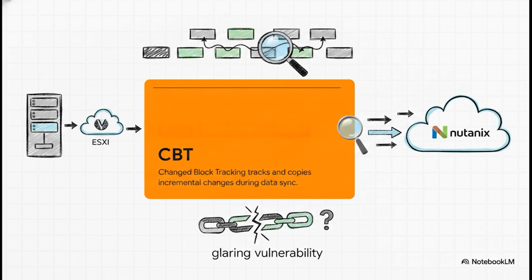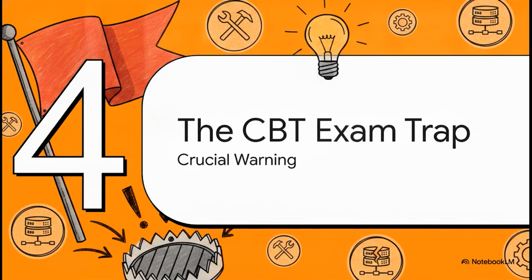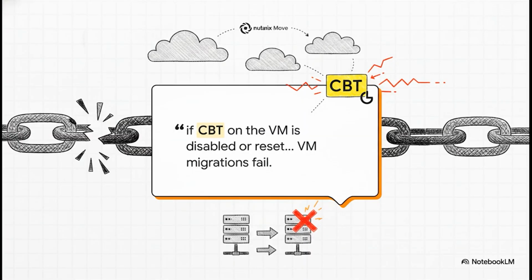And it only copies over those specific little increments. It's incredibly efficient, but as we're about to see, it has a pretty glaring vulnerability. Which brings us to Section 4, the CBT exam trap. Pay close attention here, because this is the single most common scenario-based trap you're going to face on the exam.